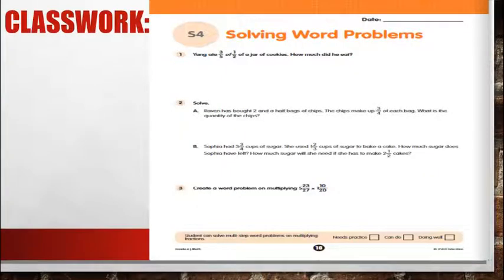So now that you know how to solve word problems with these activities, I want you to get your workbook and open page 18. Answer sheet work number 4, solving word problems. Again, open page 18. Answer sheet work number 4, solving word problems.